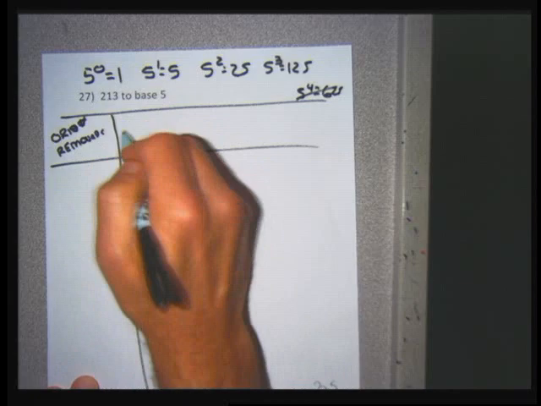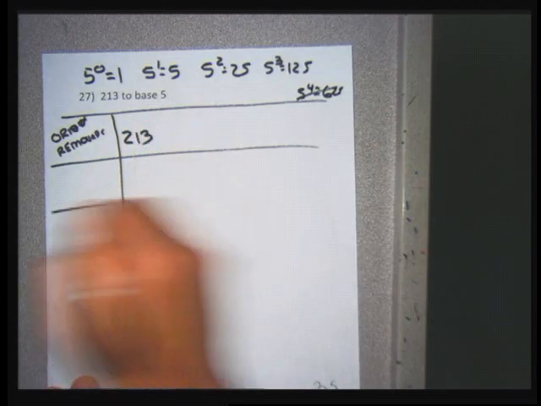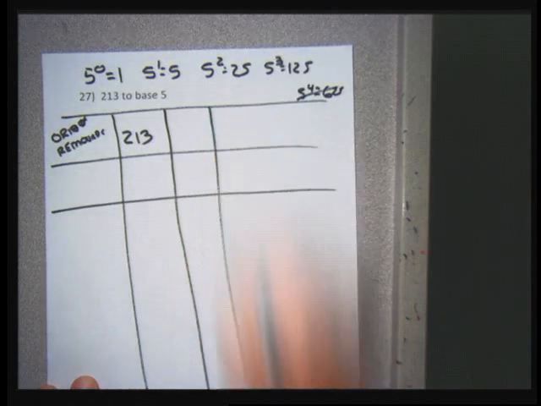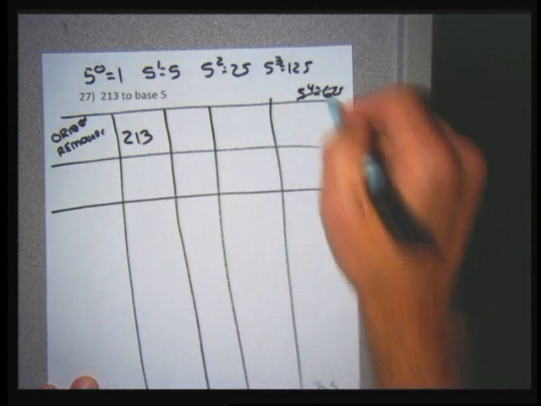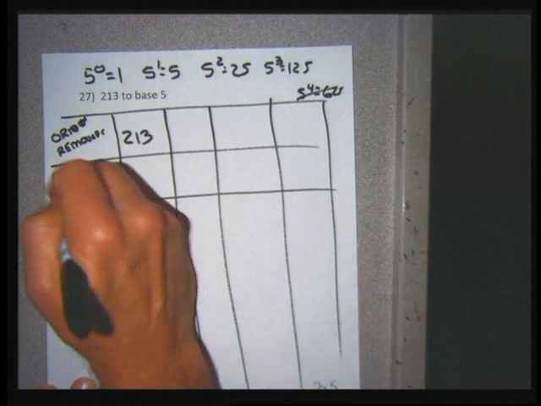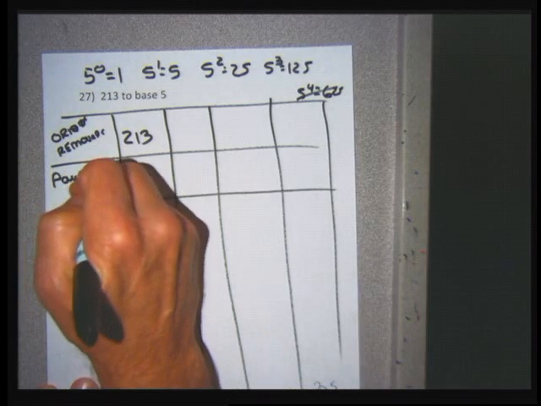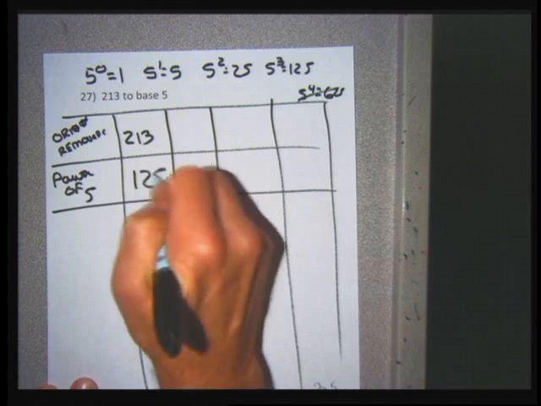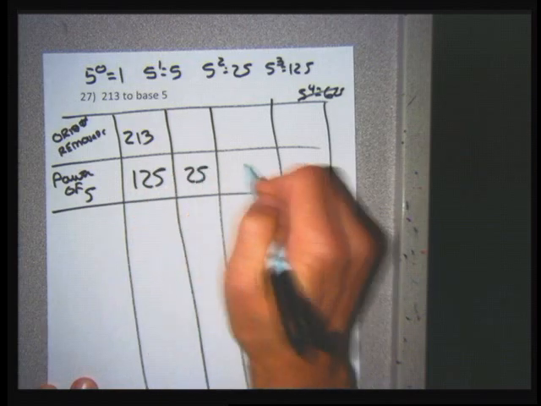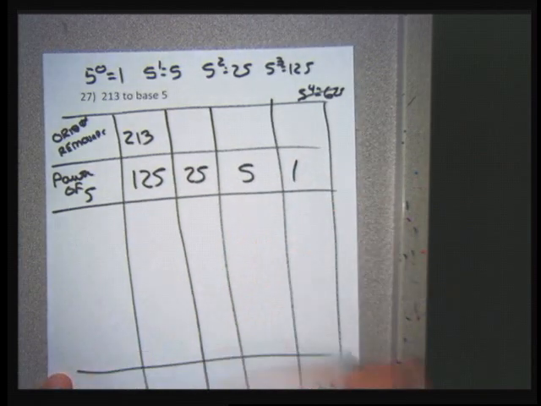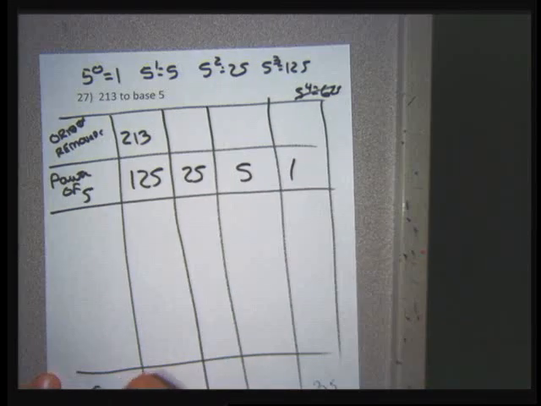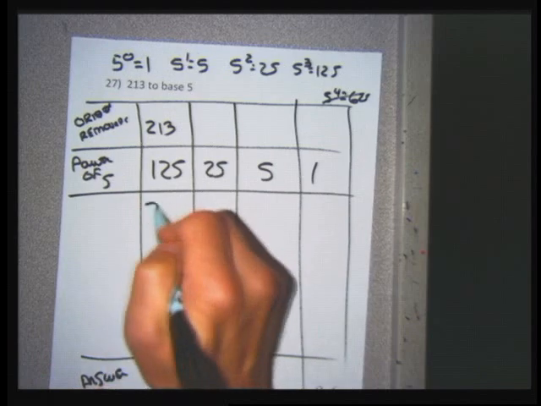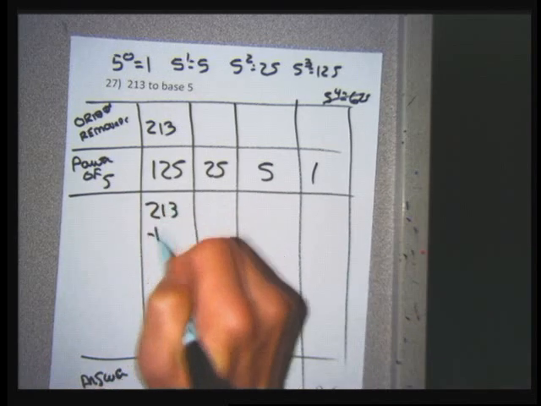It starts off with the original number of 213. I'm going to have 4 columns, one for the 125, 1 for the 25, 1 for the 5, and 1 for the 1. Now I'm going to do my powers of 5, which are going to be 125, 25, 5, and 1, and then make my answer down at the bottom. So first thing I'm going to subtract is 213 minus 125.